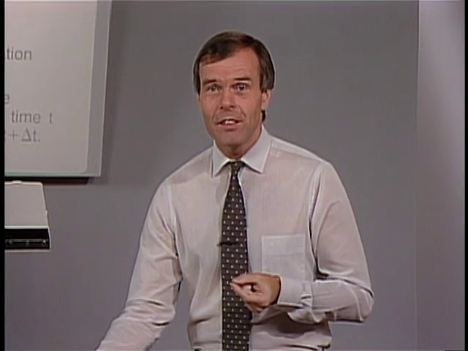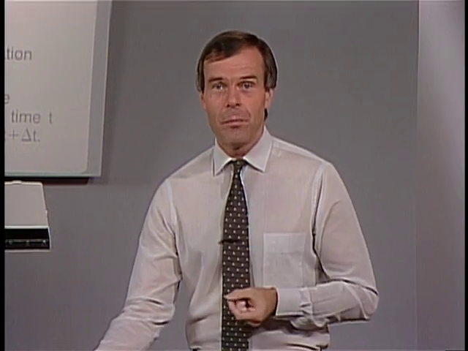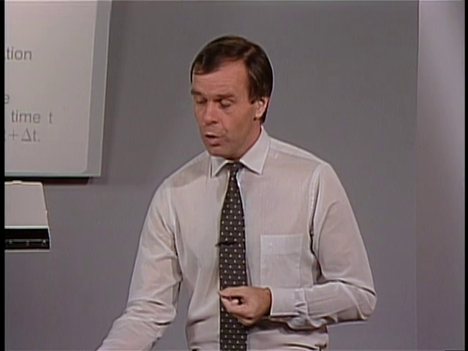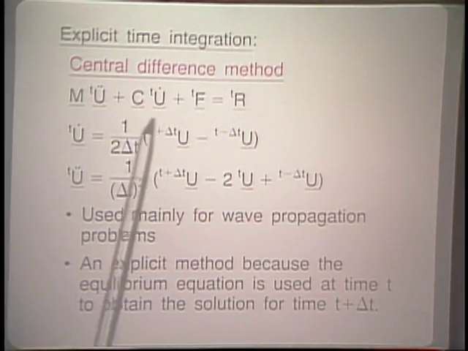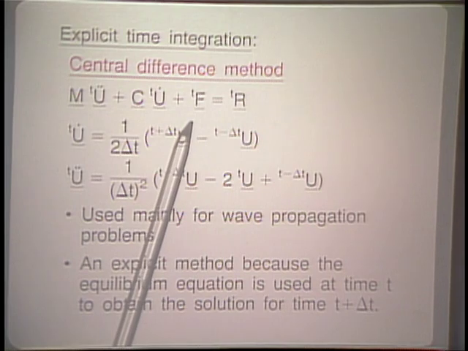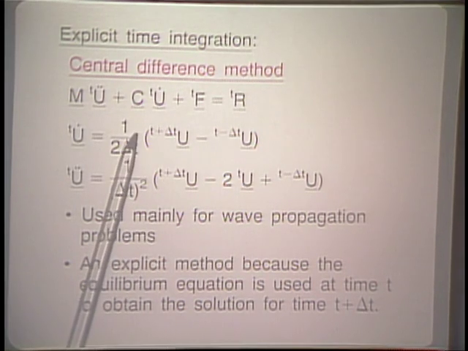Any method that does just that, looks at the equilibrium equation at time t to obtain the solution for the response at time t plus delta t, is termed an explicit method, an explicit integration method. So the central difference method is such an explicit method. The important point to recognize right here is that we don't set up a K-matrix, a stiffness matrix. And that is one important fact that pertains to an explicit technique.